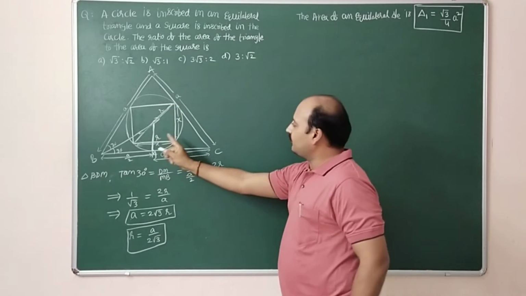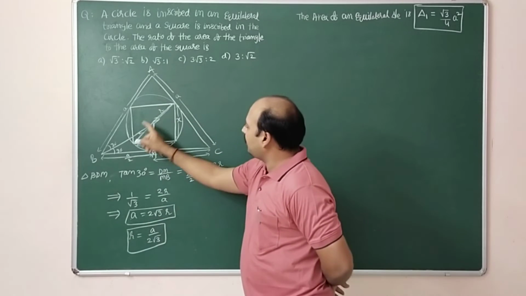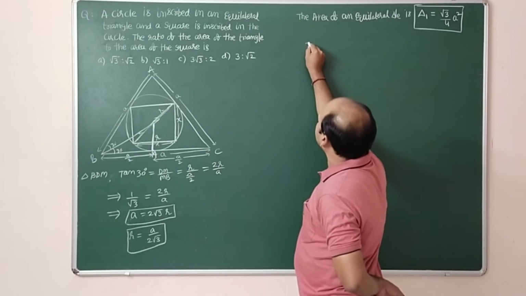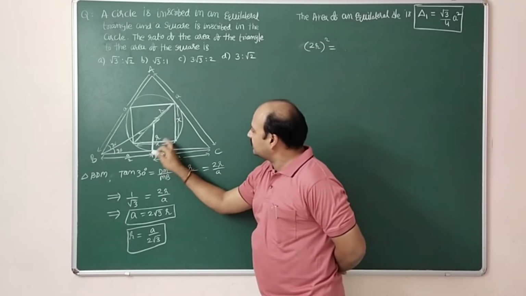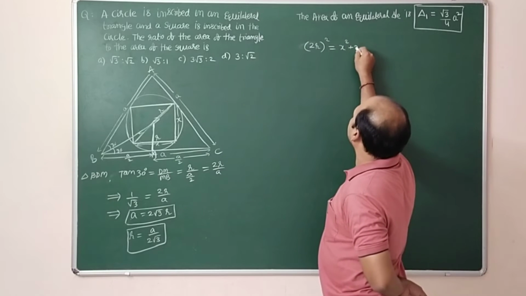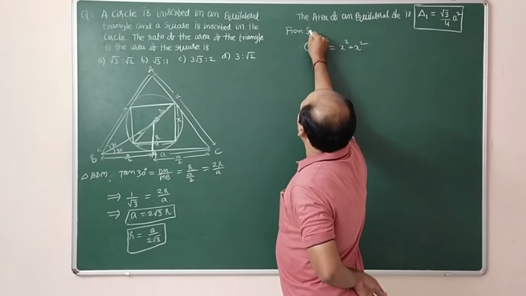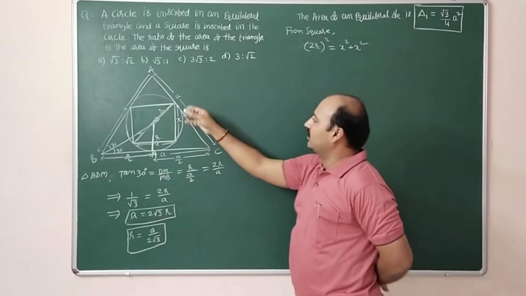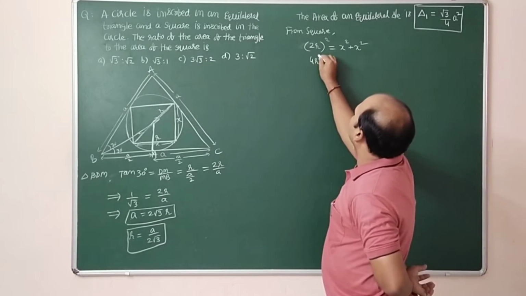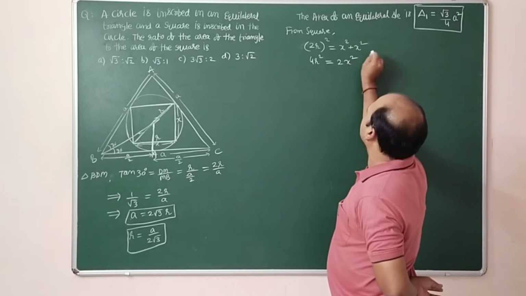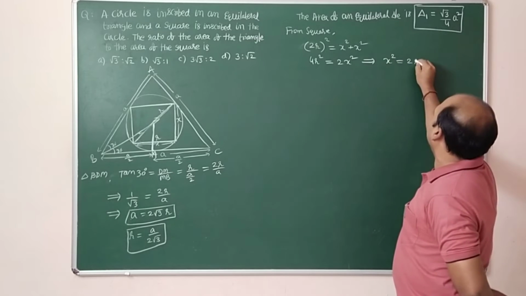So from the square it is a right-angled triangle, if you observe that. By using Pythagoras theorem, (2R) whole square is equal to x square plus x square. So 4R square is equal to 2x square. Dividing by 2, x square is equal to 2R square.